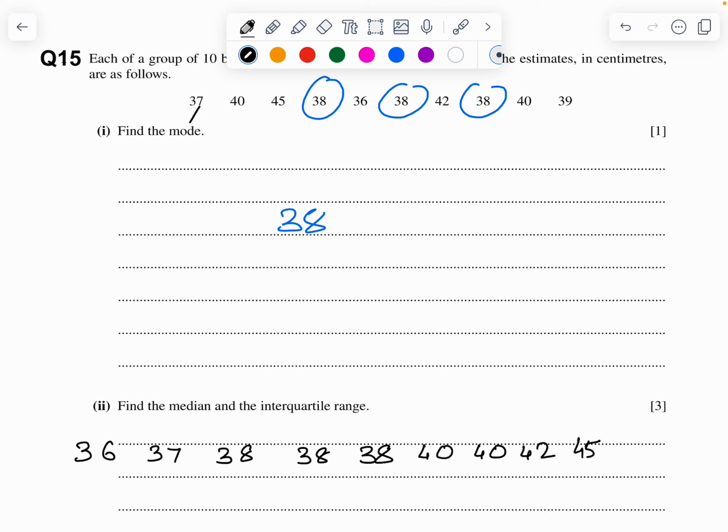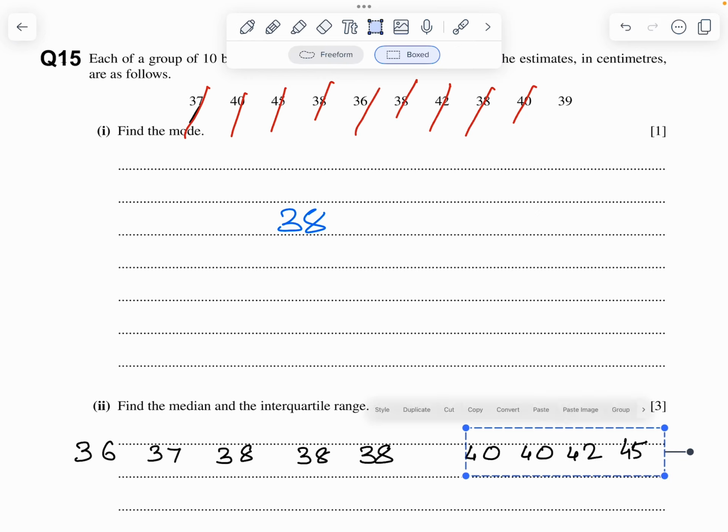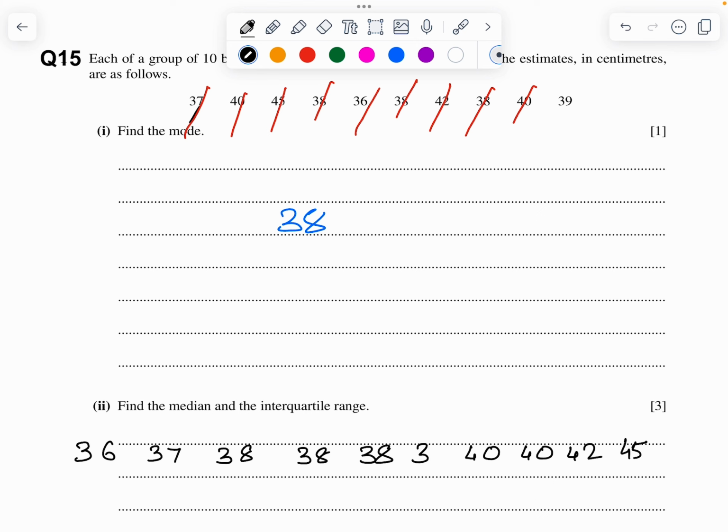Whenever you have such confusion, that any number is missed, you can check: 36 has been written, 37 has been written, 38 is written 3 times, 40 is written 2 times, 42 is written, and 45 is written. So 39 was missing, and I have to include 39 over here. That's the way you can see that I wrote all the 10 numbers.